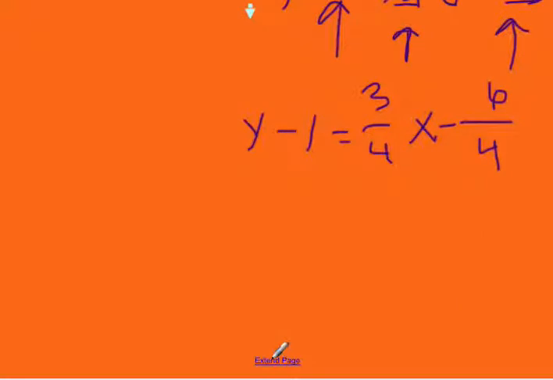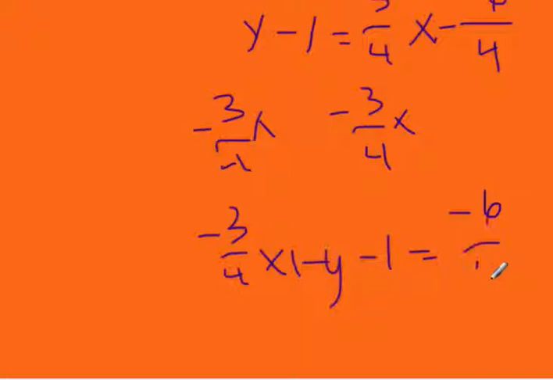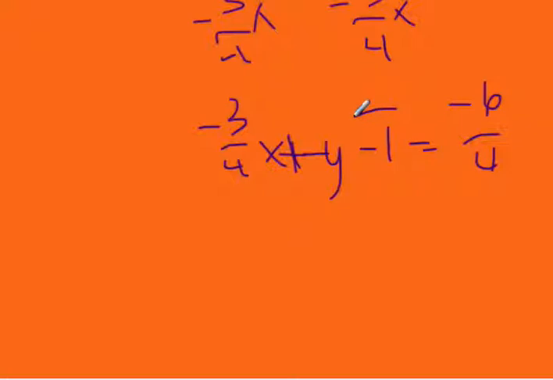So first thing I want to do is get my x over to the other side. So I'm going to subtract 3/4 x from both sides. So then I end up getting negative 3/4 x plus y minus 1 is equal to negative 6 over 4. Okay, so now instead of writing this as minus 1, I'm going to write it as negative 4 over 4, because to add fractions, you have to have the same denominator. So I'm going to add 4 over 4 to both sides.